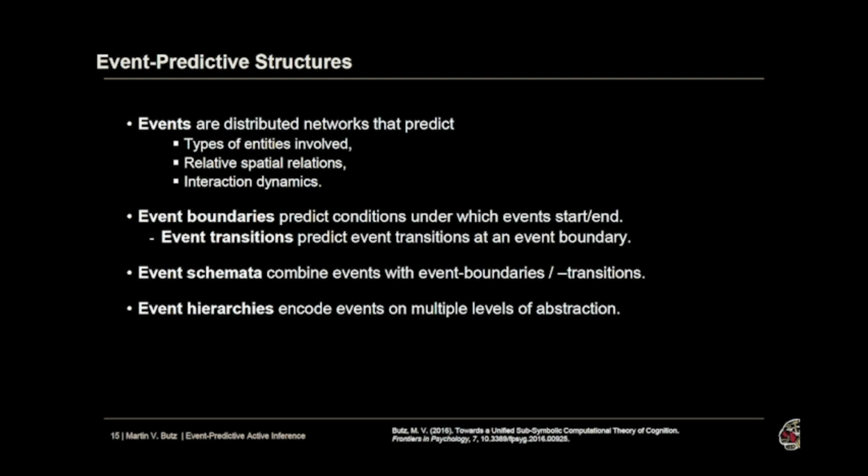So these event predictive structures I'm talking about are essentially distributed networks that typically predict types of entities, their relative spatial duration, and their interaction dynamics. Like in the shadow situation, we had a static state where we had a shadow image, a person, and a light source, or actually a sculpture and a light source. And we have event boundaries that predict conditions under which events start and end. So, for example, switching on the light will create the shadow, and switching it off will stop being in that shadowy situation.